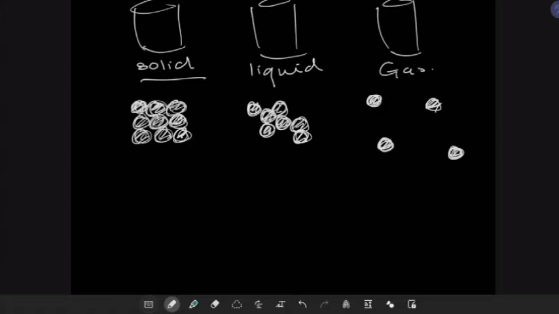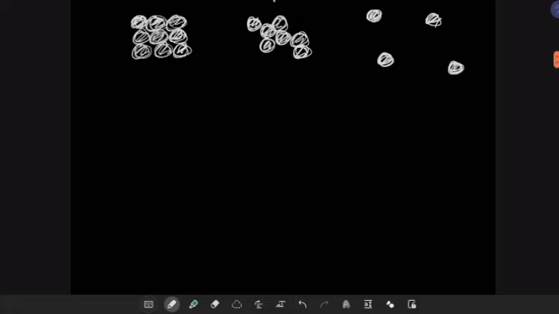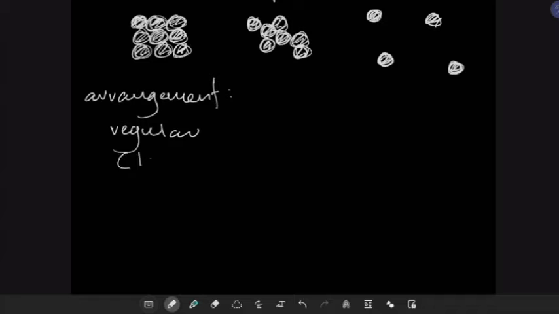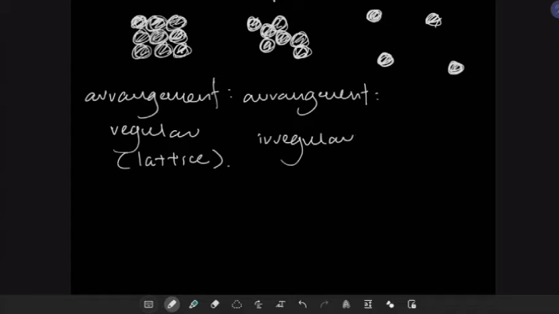Alright, let's begin with solid. The solid's arrangement is regular, or you can use the word lattice. For liquids, it is irregular. Similarly, gases are also irregular.